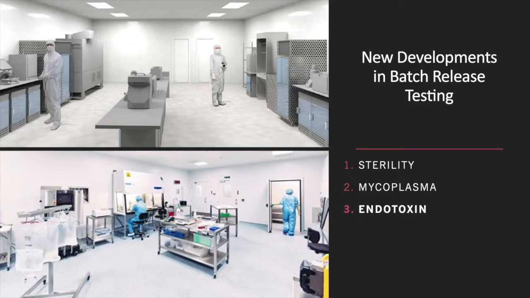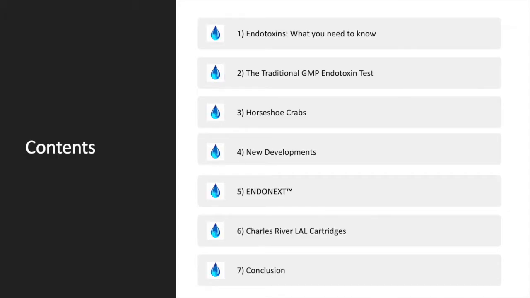So I'm back with the new developments in batch release testing presentations, with the final chapter being bacterial endotoxin testing. I'm going to follow a similar format to what I did with the mycoplasma presentation, and I'll look at what you need to know about endotoxins, the traditional GMP endotoxin test. I'm going to look a bit about horseshoe crabs, and I'll come to that in a minute, new developments in endotoxin testing, and also 2 testing kits that are available.